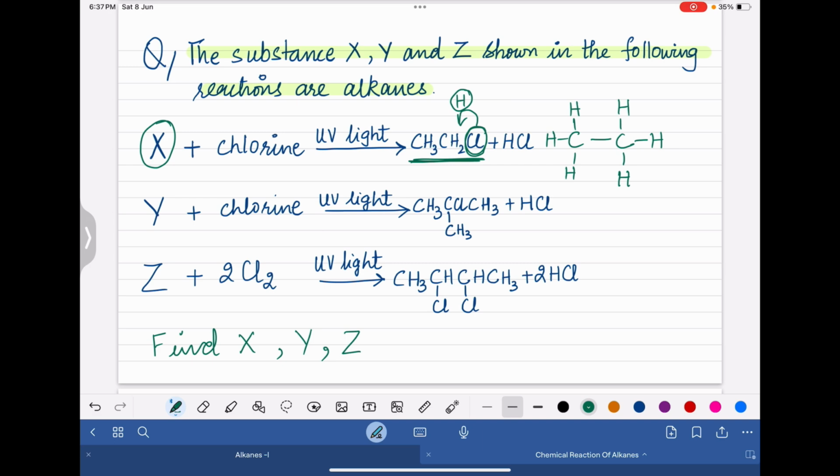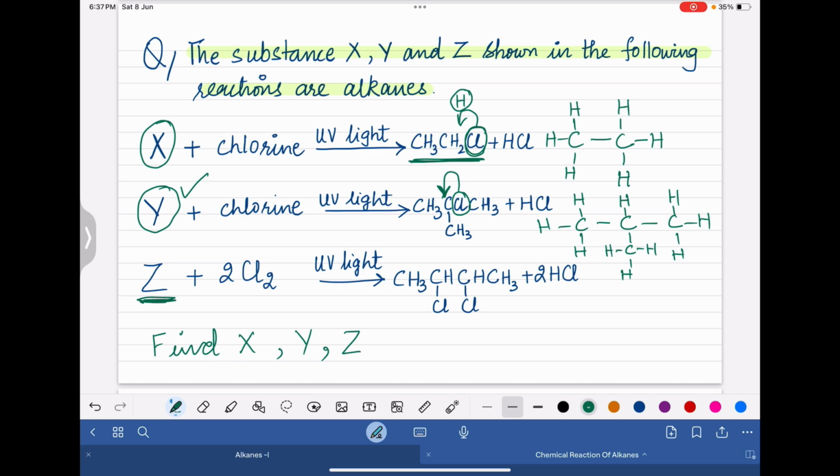Now next is Y. Only one chlorine atom is present with the middle carbon. This means that we will just write down hydrogen with the middle carbon instead of chlorine, but we have to draw its displayed structure, so all hydrogen atoms should be shown. CH3. In place of chlorine I will write hydrogen to get the alkane, and CH3 will be written as such. So this is the full displayed structural formula for the alkane Y.